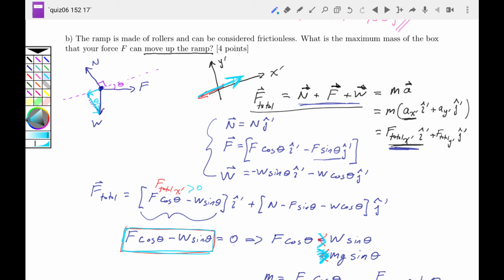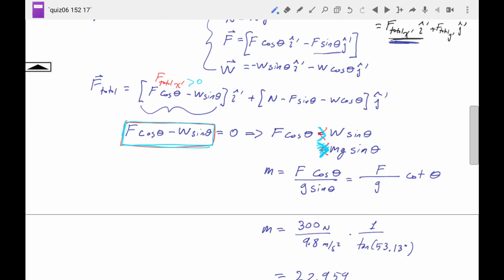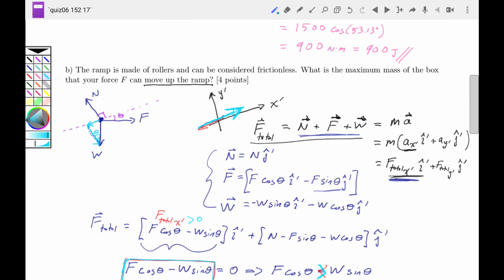It's right in the middle, right? Right when m is about 23 kilograms is when all these forces balance. So the total force in the x prime direction is 0, which means there's a chance for the block to just go up the incline but not accelerate, just have a constant velocity up the incline. That's the magic concept to this problem.